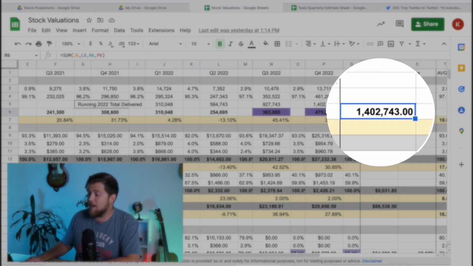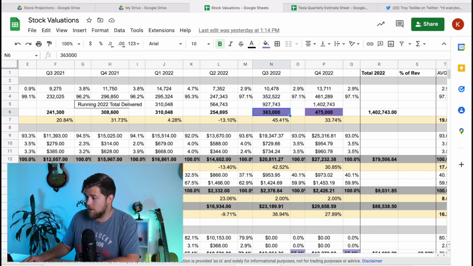And if anything, I still feel like this 363 that we're getting from Troy right now is a little bit low. I feel like that number might actually come in over that, and over his track record, he is sometimes low. If you look at his description on his profile, he does come in low rather than high most of the time. So I feel like this 1.402 million vehicles for 2022 being delivered is totally possible.